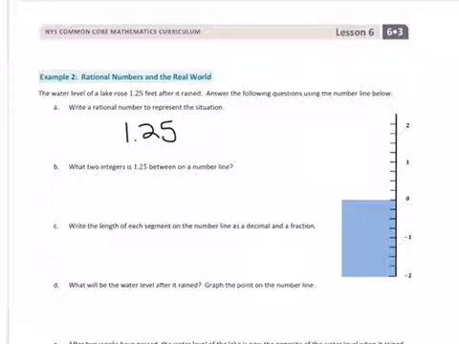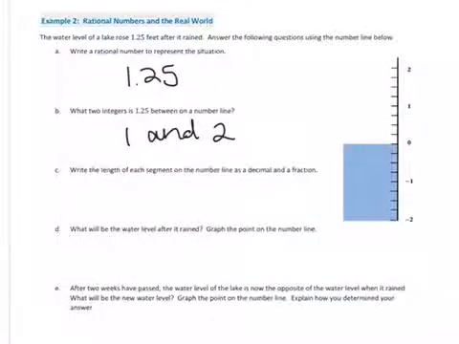And letter B says, what two integers is 1.25 between on a number line? Well, I know because it's 1 and some, there's a little fraction piece there, I know that it's going to lie between 1 and 2 on the number line because it's a little bigger than 1, but it's less than 2 still. Letter C says write the length of each segment on the number line as a decimal and a fraction. So that's asking us to look over here where they have the number line segmented into little sections between the 0 and the 1 and the 1 and the 2.